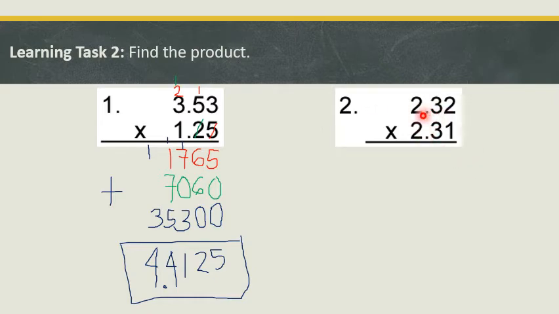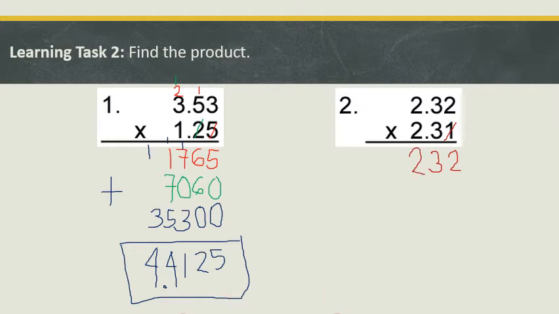Ang gagawin natin is to multiply 232 by 231. So, babalewalain muna natin yung decimal point. Okay, so since lahat naman tayo marunong na mag-multiply, dire-diretso na natin. So mag-start tayo sa 1. So 1 times 2 is 2, 1 times 3 is 3, and 1 times 2 is 2. So tapos na tayo dun sa una.